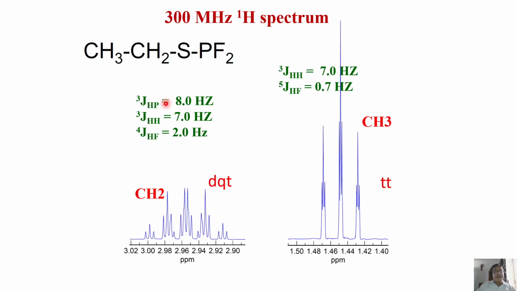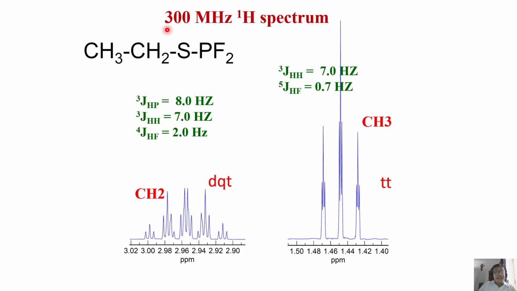Then you may ask me a question: phosphorus is 100% abundant, that is also a spin-half nucleus. Where is that coupling? See, this four bond phosphorus-proton coupling is very weak. Hence, as a consequence, you are not seeing it here. Otherwise, it would have complicated things much more. This nine-line pattern would have become an 18-line pattern because each line would have further split into a doublet because of this phosphorus. So we are not seeing that coupling. It is only a triplet of triplets.